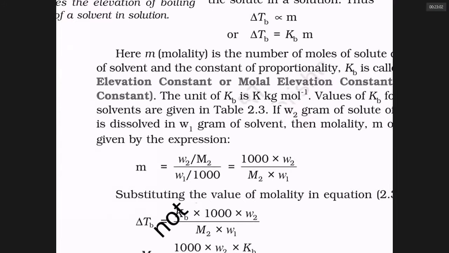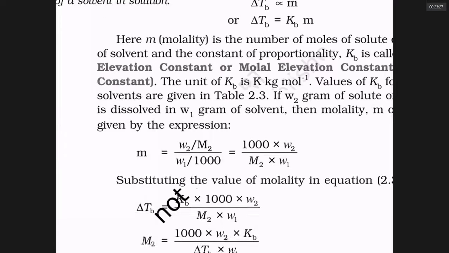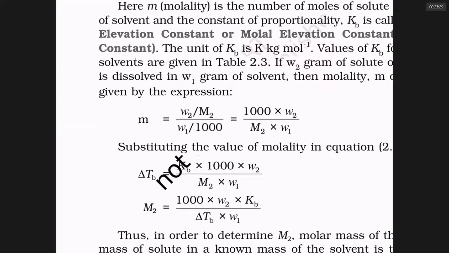Molality is defined as weight of the solute divided by molecular weight, into 1000 by weight of solvent in grams. Do you remember that formula? So if I apply that formula, weight of solute by molecular weight into 1000 by weight of solvent in grams is molality. Therefore, delta Tb is equal to Kb into molality. Instead of molality, you can write 1000 W2 by M2 into W1.